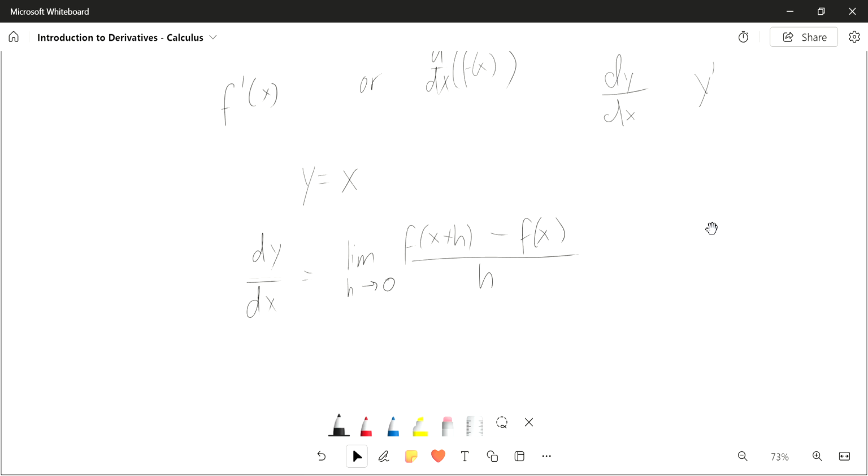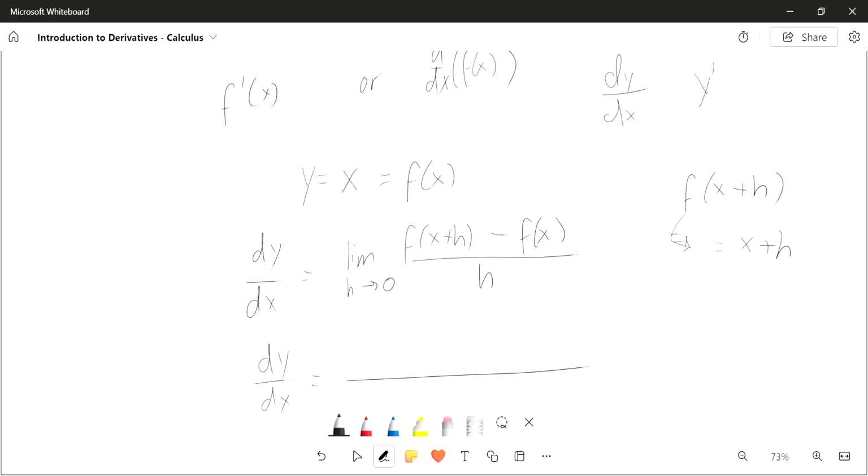Then we can start by finding our derivative. So f of x in this case would just be x. But what would f of x plus h be? To find f of x plus h, replace all instances of x with x plus h. In this case, there's only x, so you just replace it with x plus h.